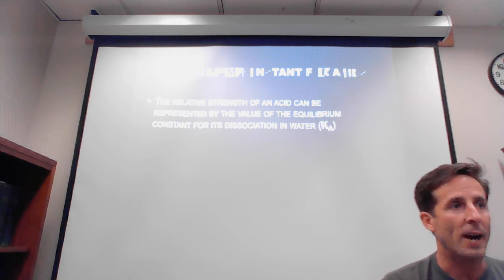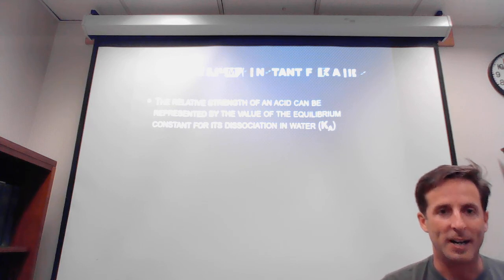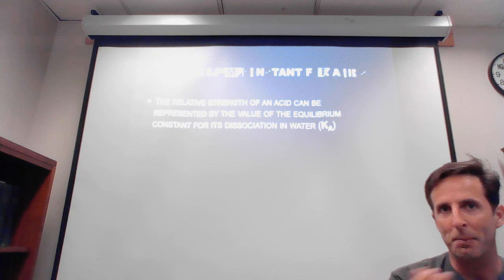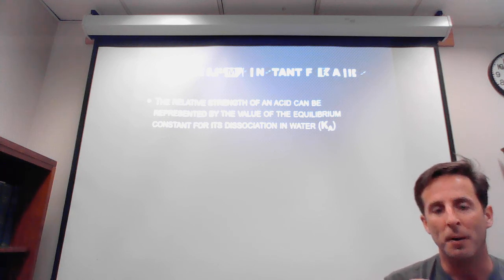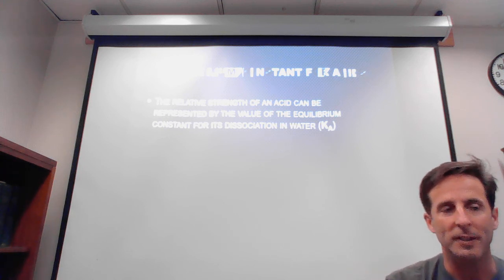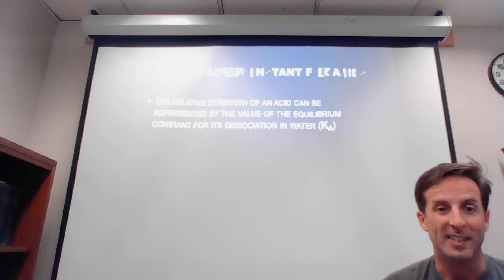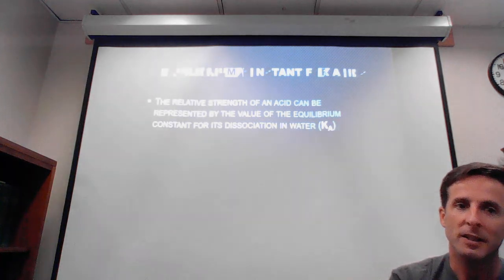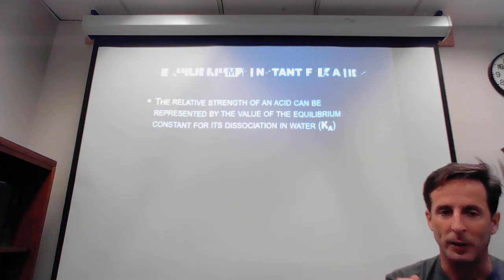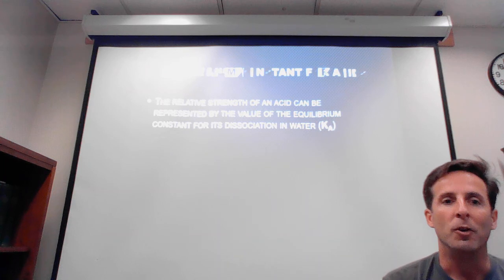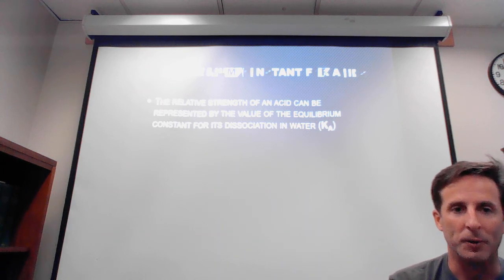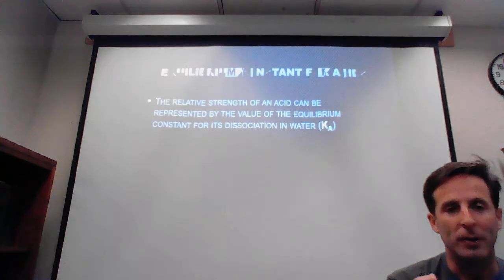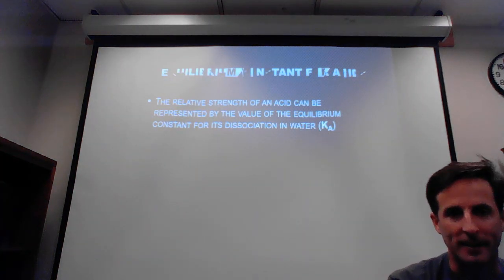Now, how much of the acid ionizes? Is it a high percentage or a low percentage of the acid that actually breaks up and gives H plus ions? We can represent that since it's equilibrium. The H pluses are being formed on the product side. So if we do products over reactants, we get our equilibrium constant. For an acid, we call the equilibrium constant Ka. But that value, the bigger it is, the stronger the acid is.